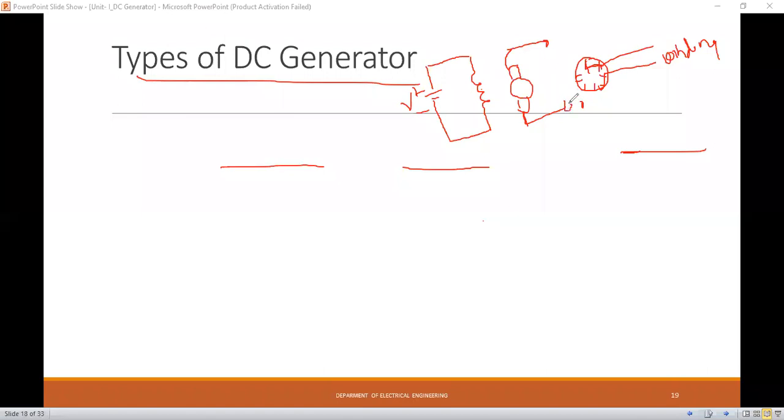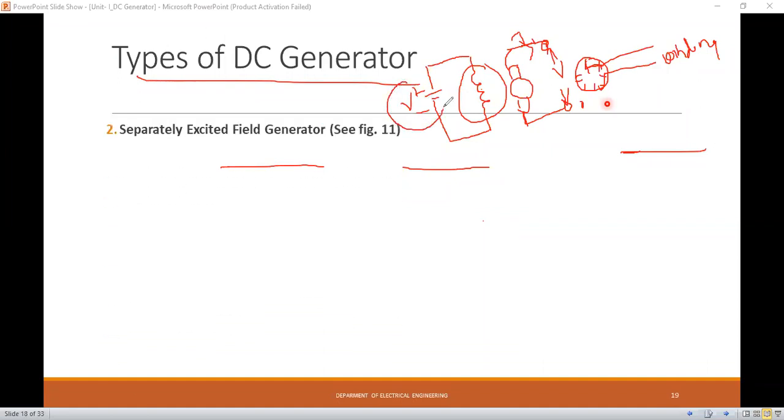So the DC generator is there. The output generated by the DC generator has some voltage here, and if a load is connected, some current will flow here. See, this is the field winding of the DC generator. This field winding is excited by using a separate DC source.